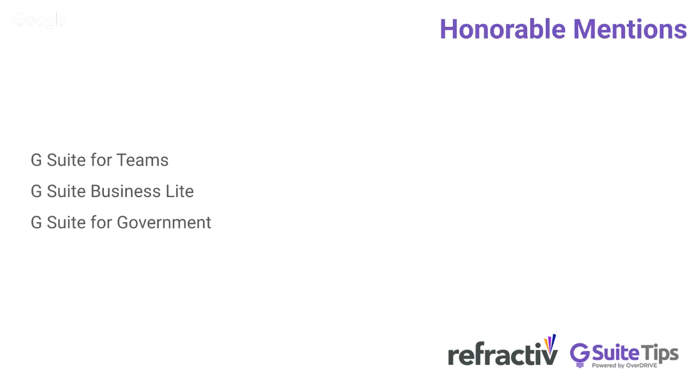So Business Lite is similar to the Lite version that we discussed earlier, but again, it's based on the business version. So you get Vault, unlimited storage, team drives, etc. And again, it's only available in certain circumstances for large numbers of users. So we can check availability if this is something you want to discuss.